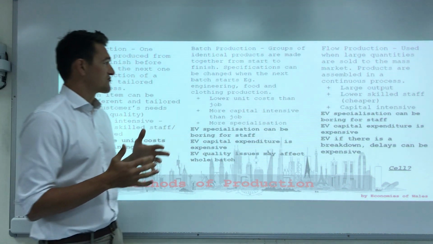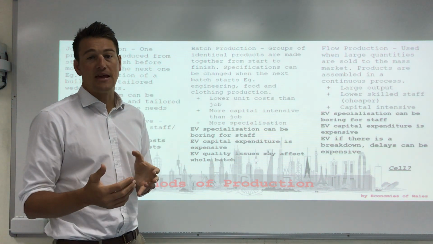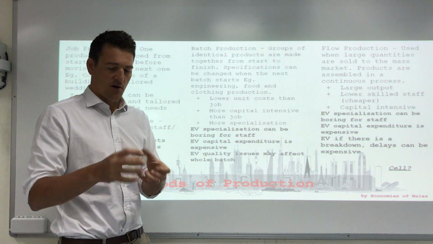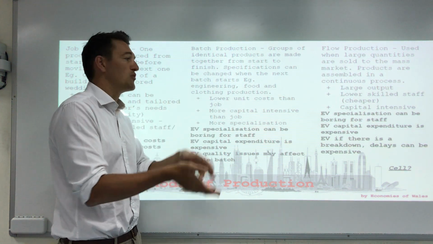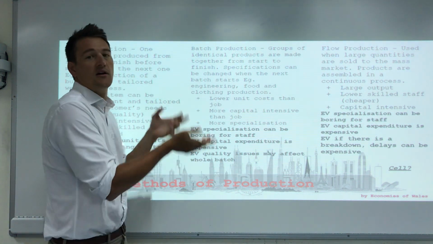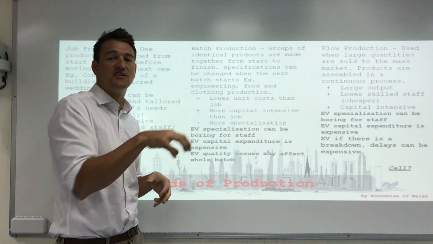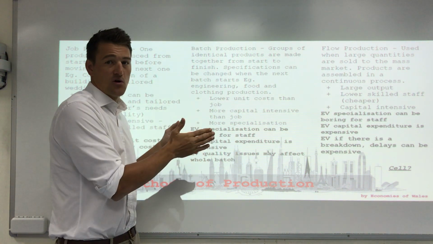Okay, batch production. Groups of identical products are made together from start to finish. So this is the classic sort of bakery example. We make a pile of dough, we divide it up into 12 loaves, we season it, we put it in the oven, we bring it out of the oven, we package it, and basically that group of 12 loaves has gone through each stage together. And once we've started that, we're going to work on those 12 loaves.